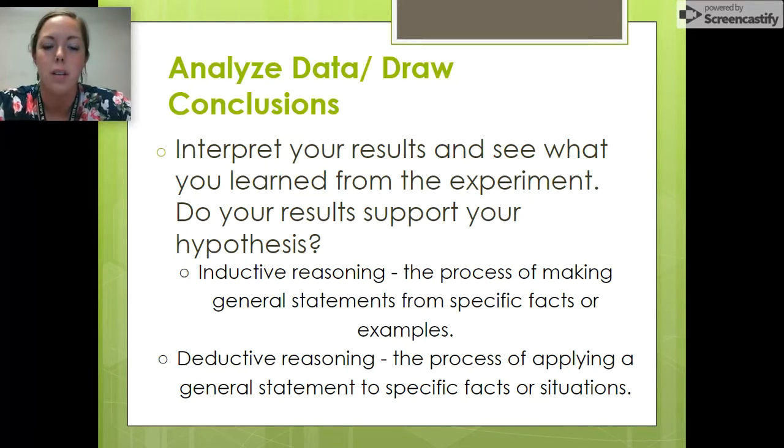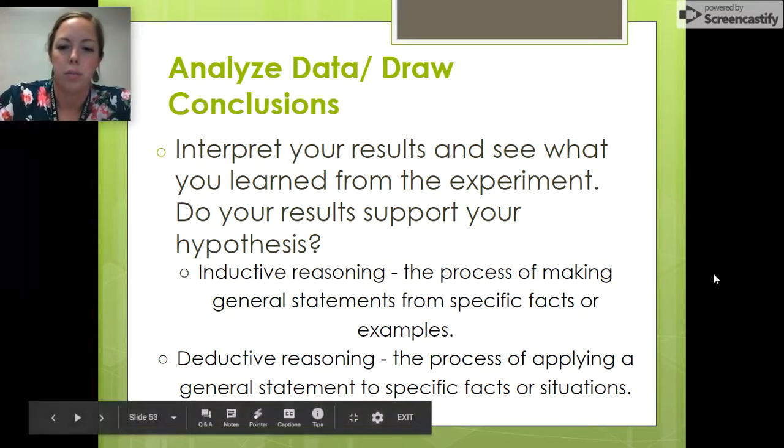Deductive reasoning is the process of applying a general statement to specific facts or a situation. So it's kind of backwards. For example, if we know that, in general, air pollution kills trees, and we go out into the forest and see a single dead tree, we might say that tree must have died from air pollution. We may attribute that death to air pollution, but that might not necessarily be true.